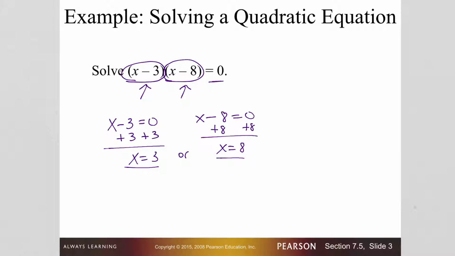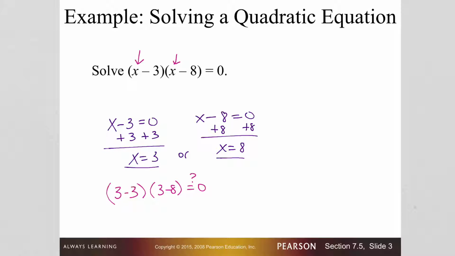Anytime you solve an equation, you can check your work. So to check my work, I'm going to put 3 in for x, wherever I see x in our original problem. So up here, I'm going to put 3 in right there and right there, and watch what happens. Three minus 3 is 0. 0 times negative 5. Look at that. It is 0.